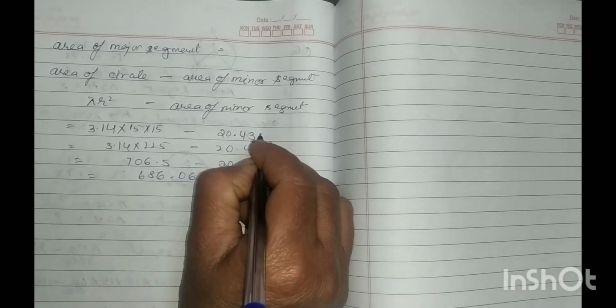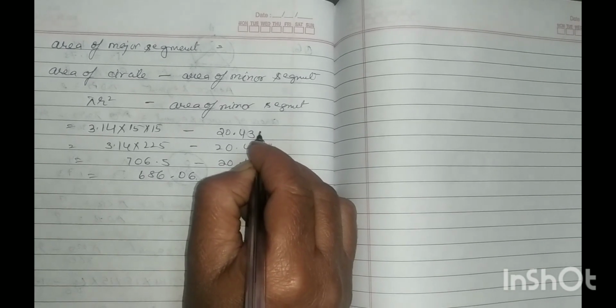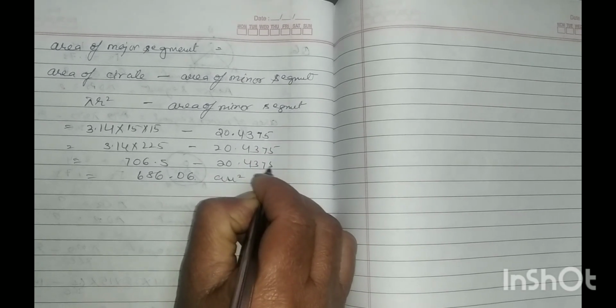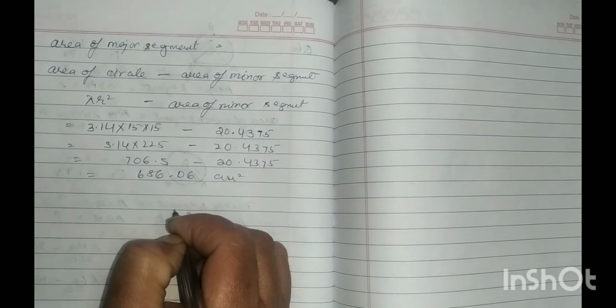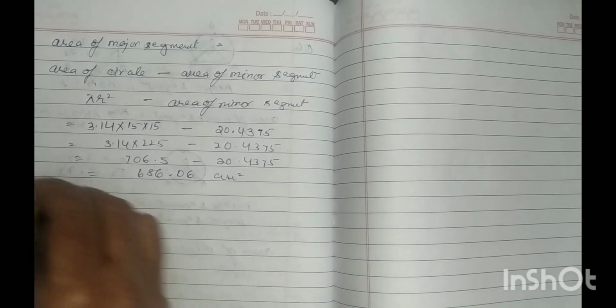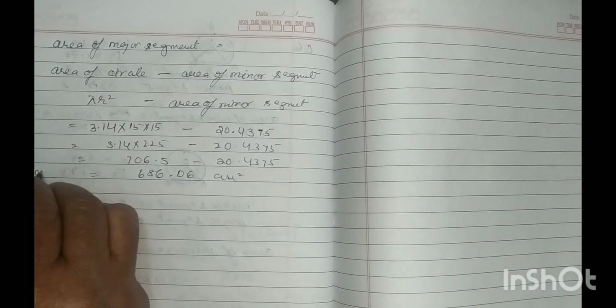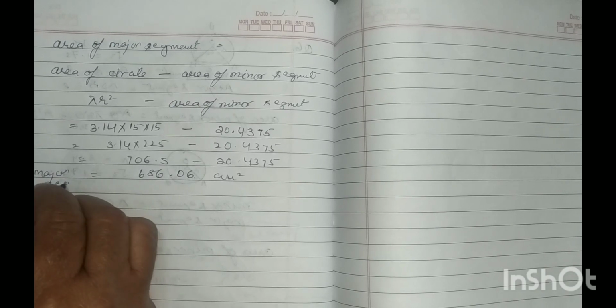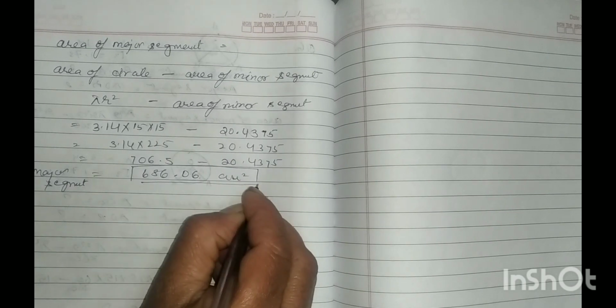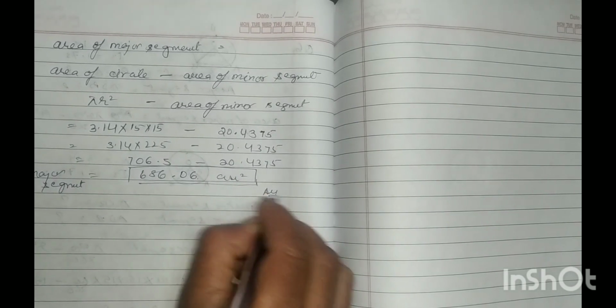20.4375 will be found area of a minor segment. So there will be 686.06 centimeter square answer. So area of a major segment of a 686.06 centimeter square answer. Thank you.